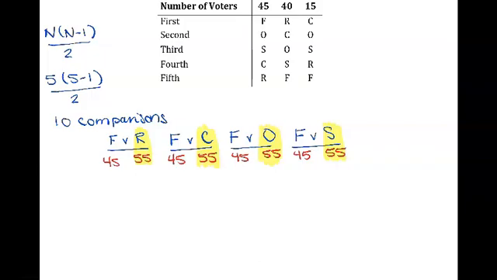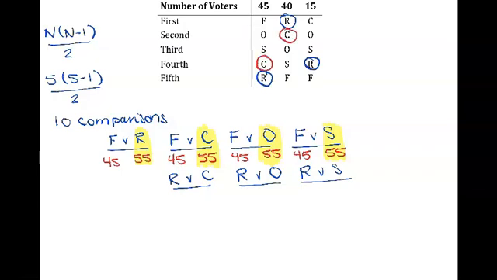We've already compared Reno to Fresno, so what's left to do is Reno versus Carson City, Reno versus Oakland, and Reno versus San Diego. When we compare Reno to Carson City, we find that 60 prefer Carson City over Reno, and 40 prefer Reno over Carson City. So in this case, Carson City is the winner and receives another point.